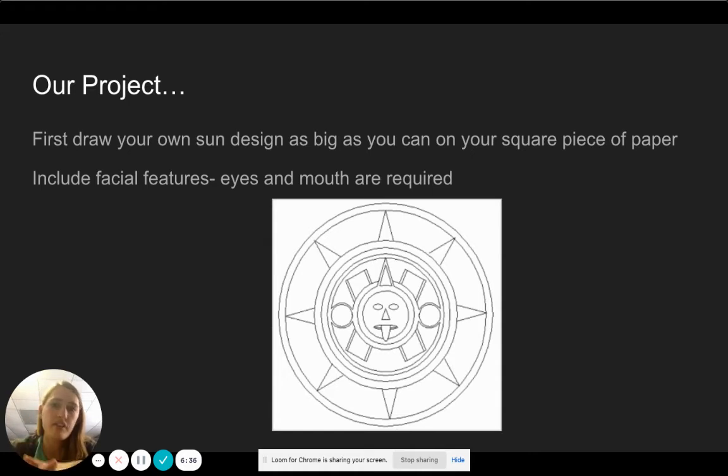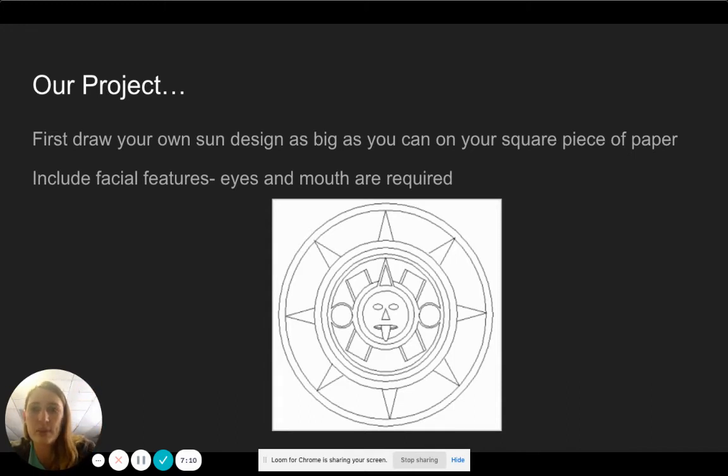It does not have to have the rays. It can be like what you see in this example here, where it's circles inside circles inside circles, with the rays incorporated in there. You do have to have eyes and a mouth. If you want more facial features than that, like a nose or ears or hair or beard or whatever, that is totally up to you. You are welcome to add more facial features, but the minimum is eyes and mouth. And then, of course, that symmetrical sun design. I want it to be your own sun design.